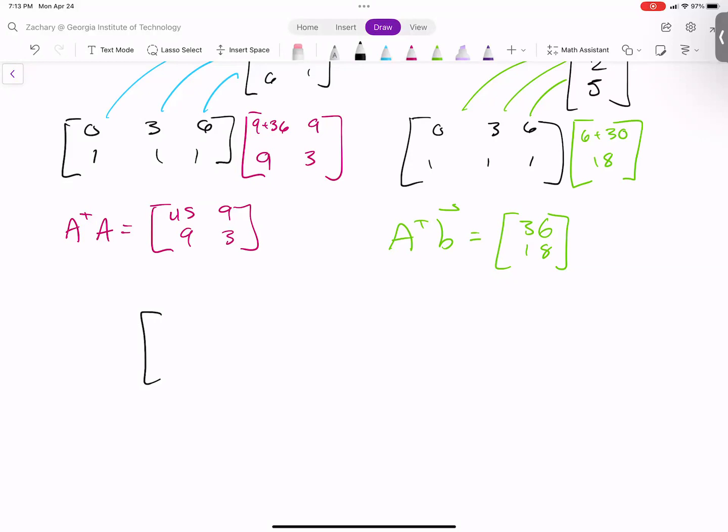that don't suck. So this is 45, 9, 9, 3 augmented with 36, 18. This makes sense to augment because we have a 2 by 2 augmented with 2 by 1. And now I'm not going to make you watch me try and row reduce this extremely painfully. So I'm going to do it in MATLAB real quick. I know it's not that hard, but I don't want to do it.